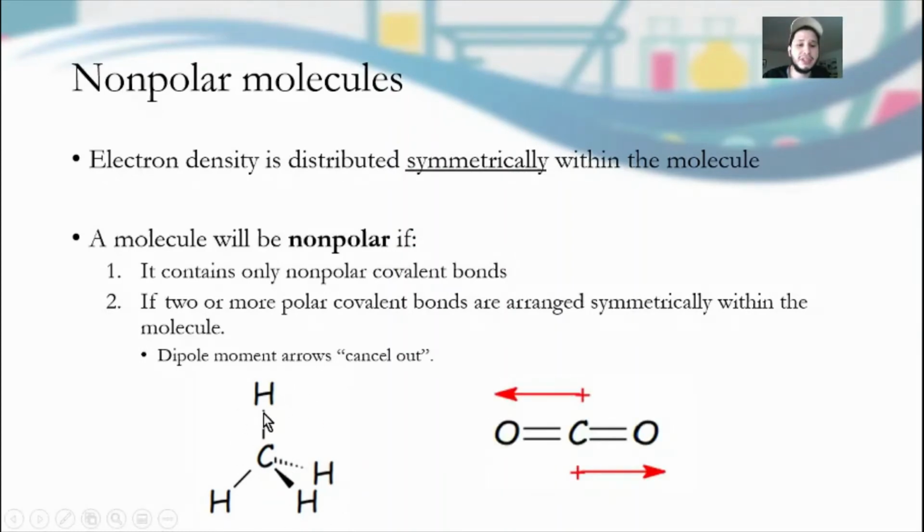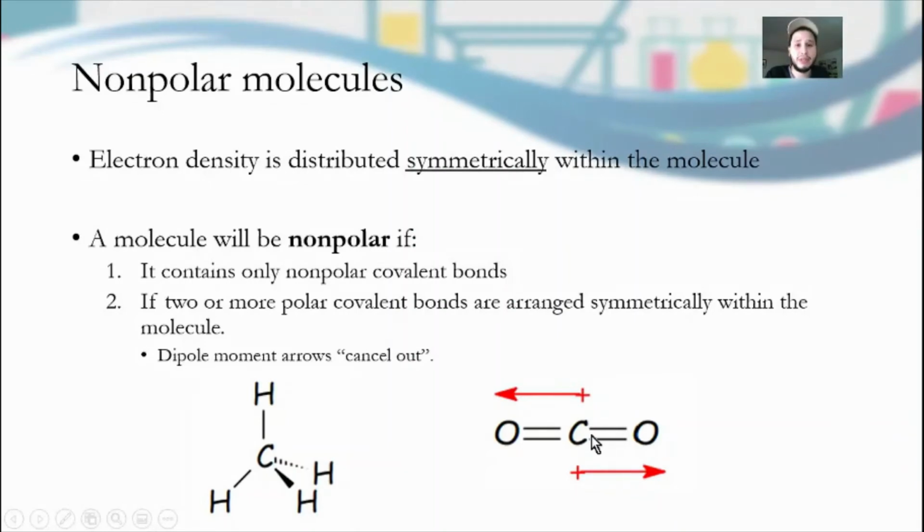The first image talks about the first requirement. It contains only nonpolar covalent bonds. This CH4 molecule, which is methane, is only composed of C-H bonds. Remember that C-H bonds are nonpolar, and this has to be a nonpolar molecule because that's the only type of bond that I see. Let's look at this molecule, CO2. This is carbon dioxide.